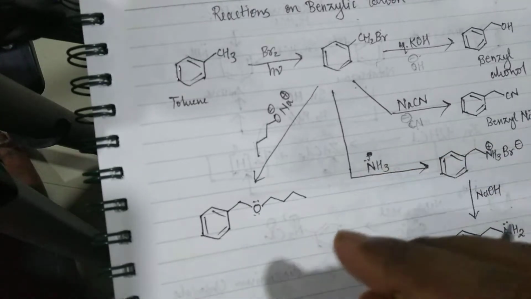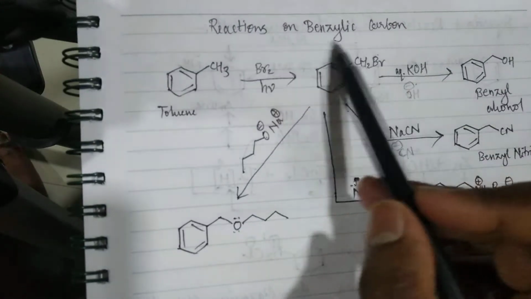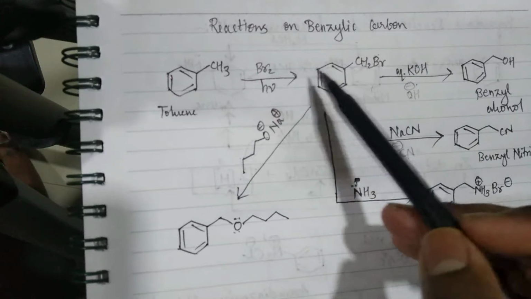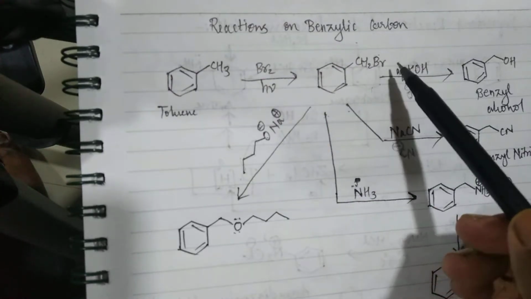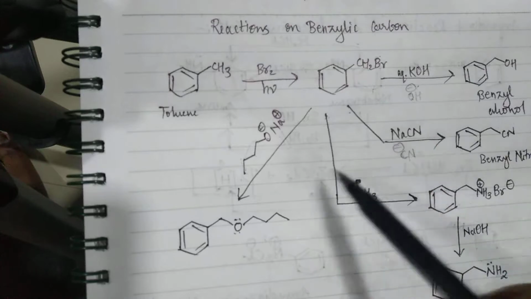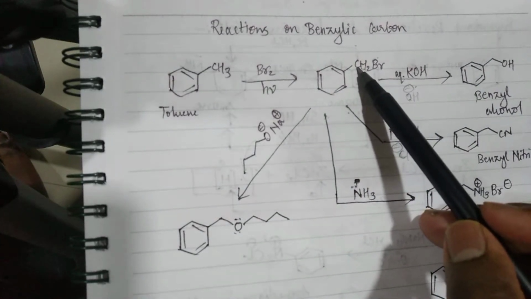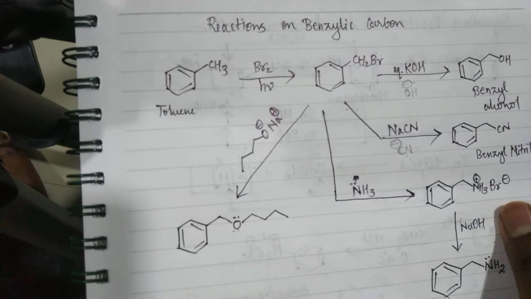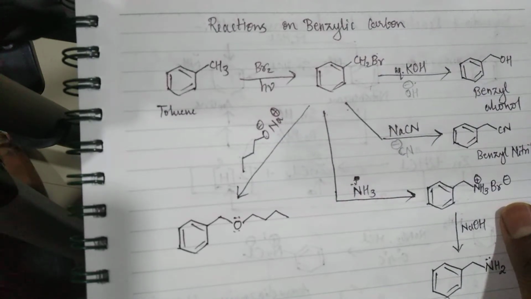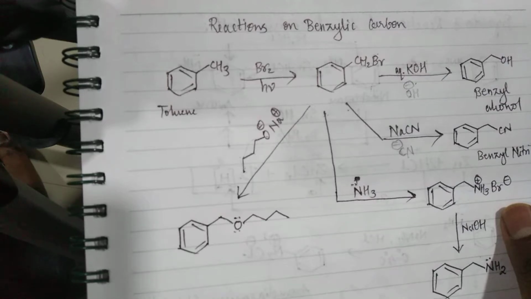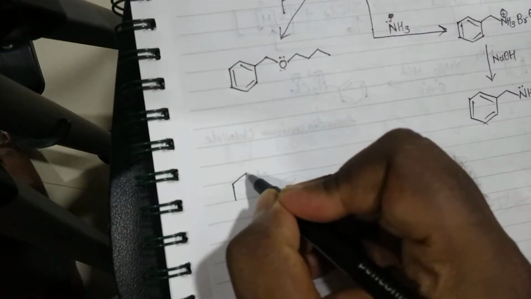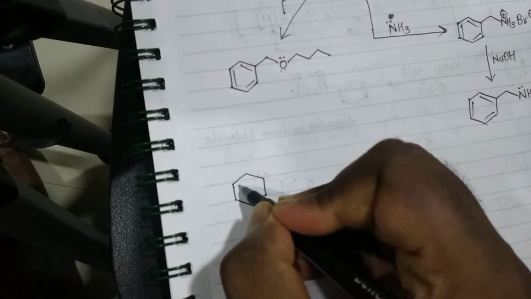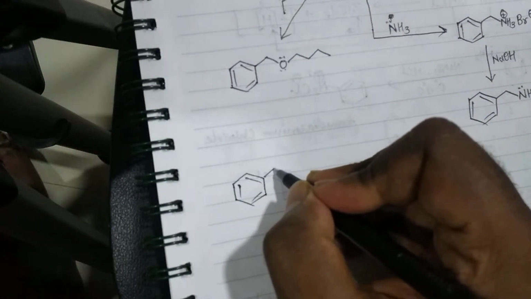So I hope you've understood how the reactions on the benzylic carbon atom take place once you brominate it. The moment you halogenate it, you can have all sorts of nucleophilic reactions happening at that benzylic carbon atom. Okay. So now we will check out another example. So that was too simple for us to understand.